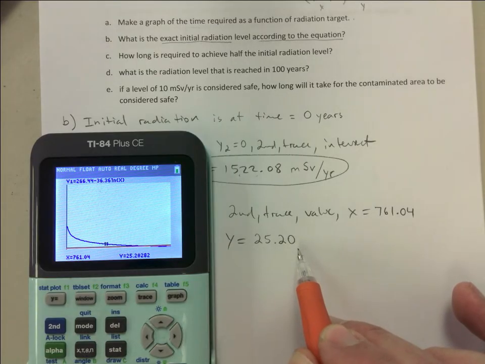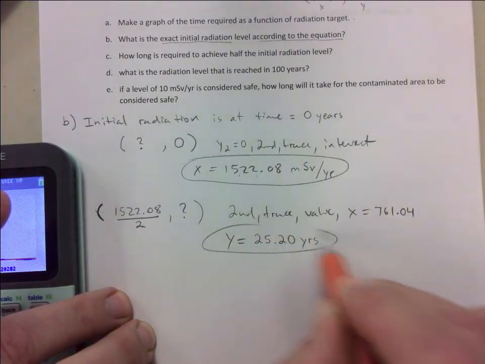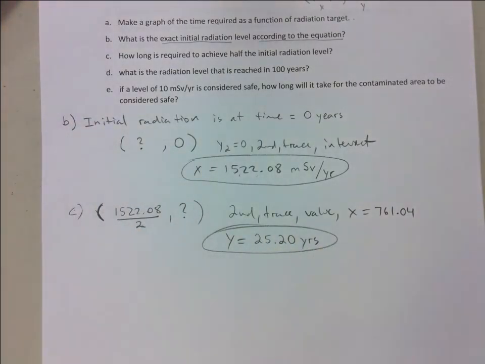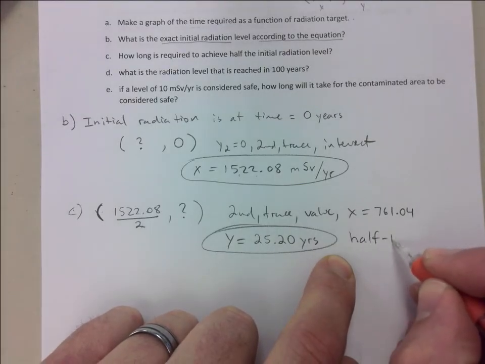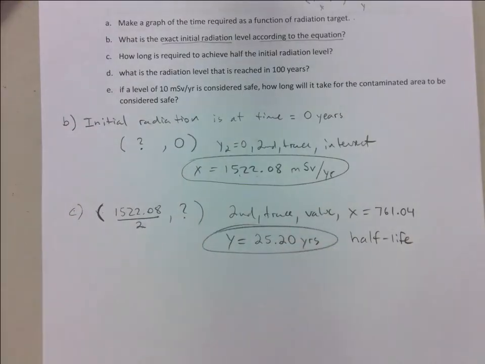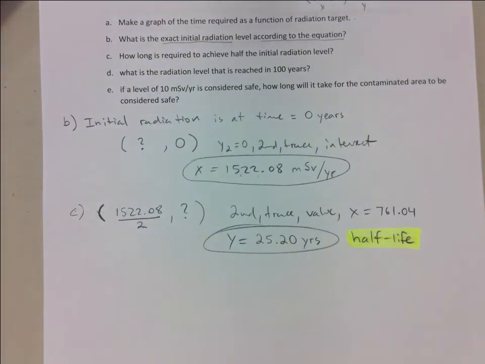What is our time in? Years. So it'll take 25 years to get to half of what you had initially. And it will take another 25 years to get to half of that, right? So you actually found the half-life. You actually did find the half-life here. The time it takes for your initial, or your previous, I should say, to go down to half. That's what that is.